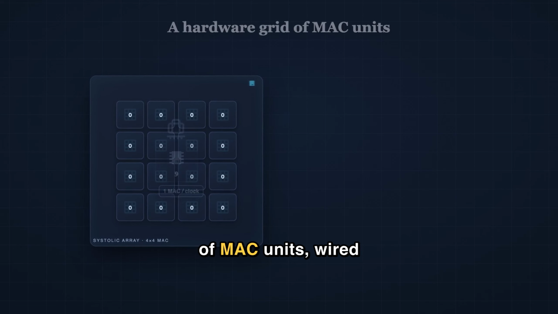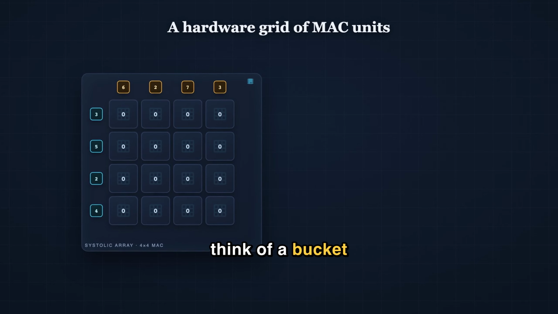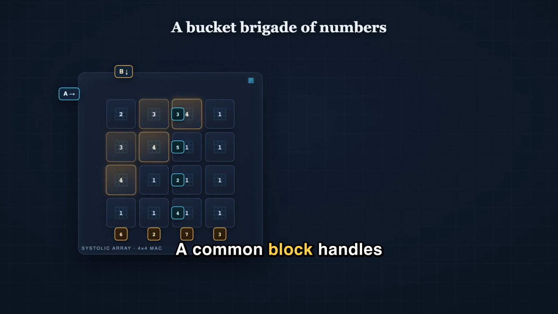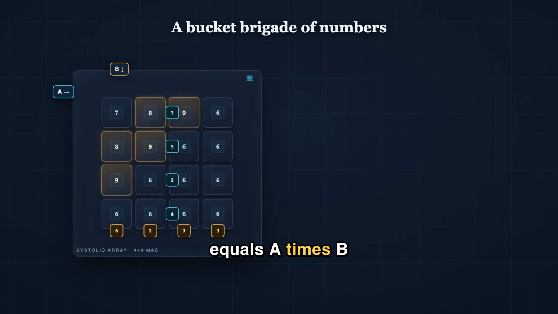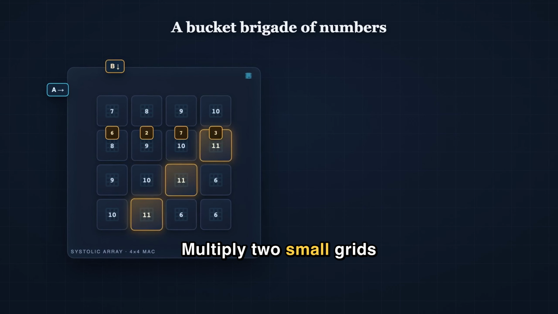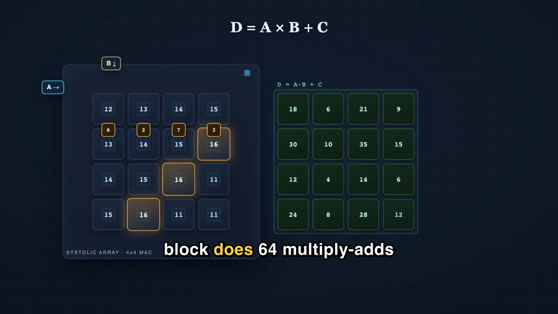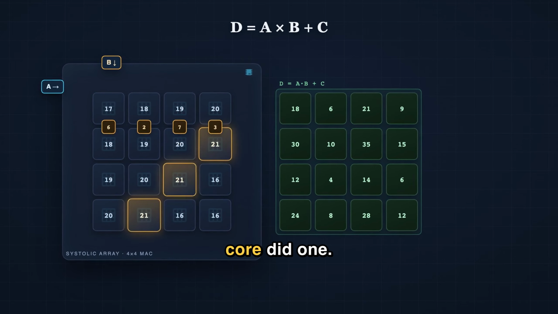It's a hardware grid of MAC units, wired in a shape engineers call a systolic array. Think of a bucket brigade, where each unit passes its number to the next in step. A common block handles a 4x4 by 4x4 matrix multiply, computing D equals A times B plus C. Multiply 2 small grids of numbers, add a third grid in one shot. Count the work, that block does 64 multiply-adds in a single clock. 64 where a scalar core did 1.